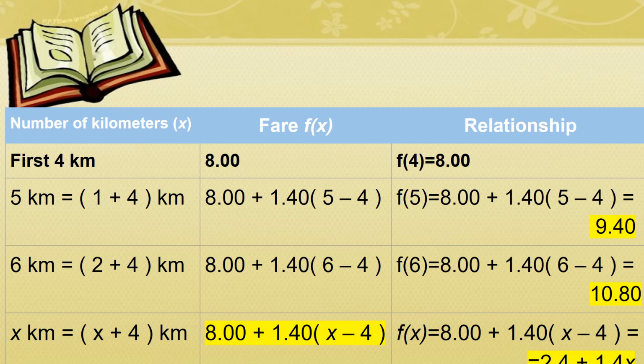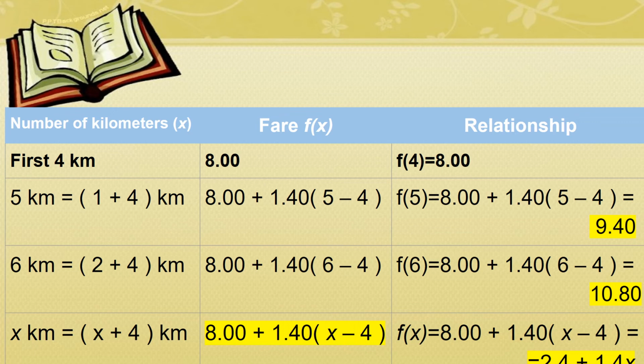Kaya magiging equation natin ay 1 plus 4. Okay? So, yung ating 8 pesos na constant bawat 4 kilometers plus yung ating idadagdag na bawat kilometers which is 1.40 open parenthesis 5. Bakit 5? Okay, kasi nagdagdag na po tayo ng 1 kilometer. Okay, yung 4 na kilometers plus isa pang kilometer which is the 5 kilometers, no?